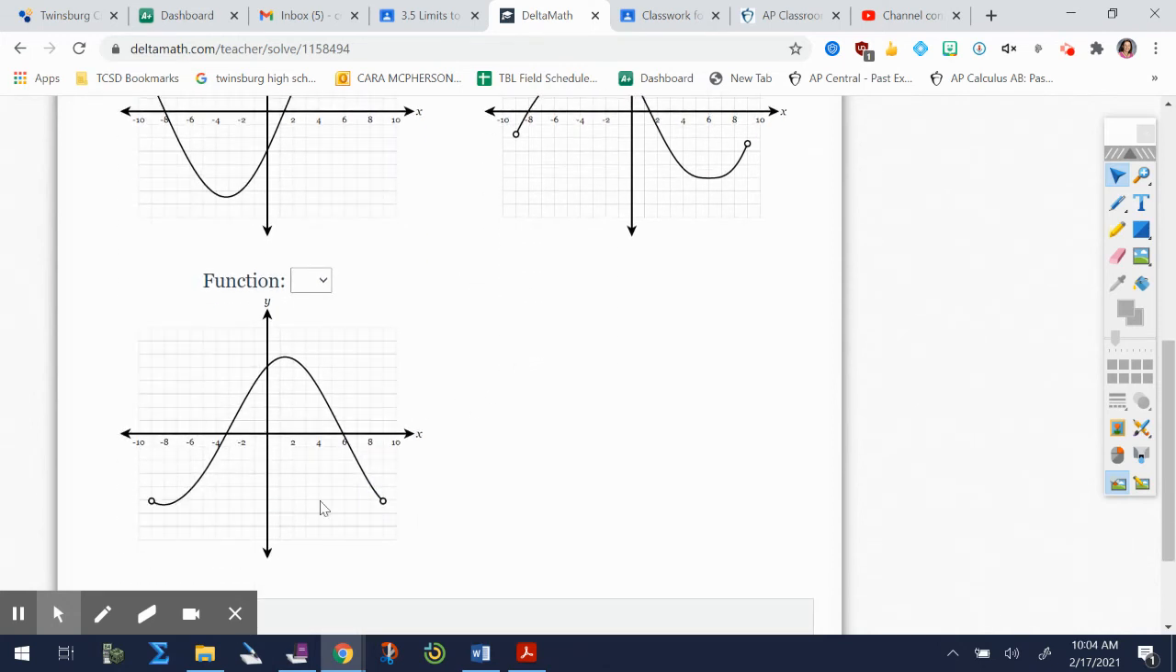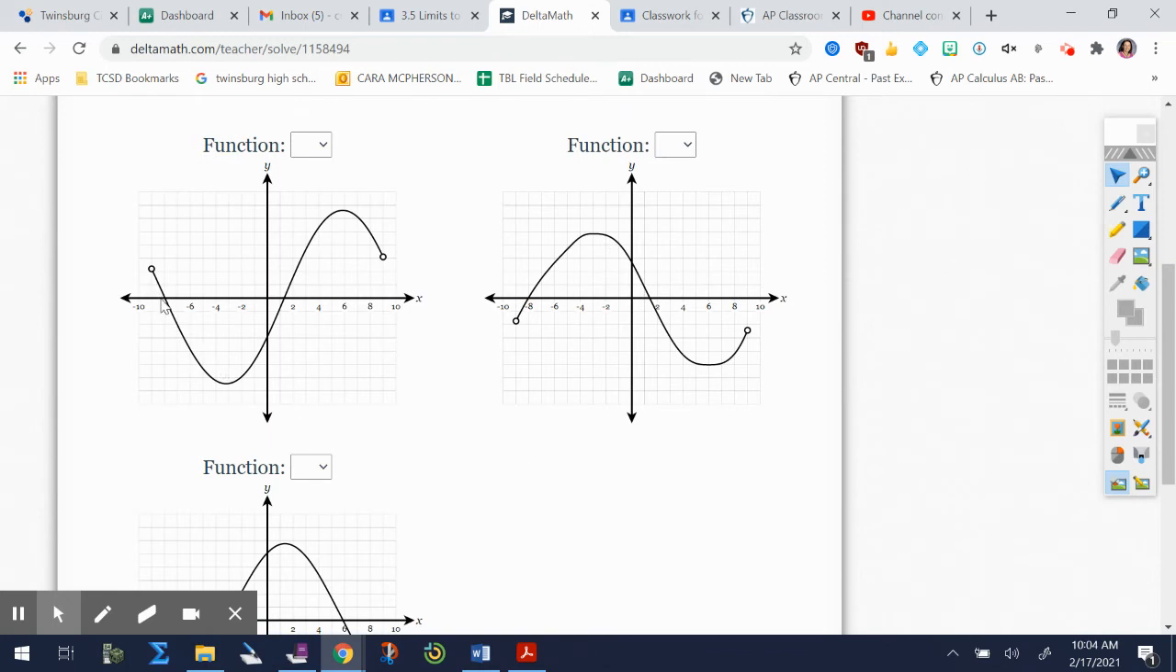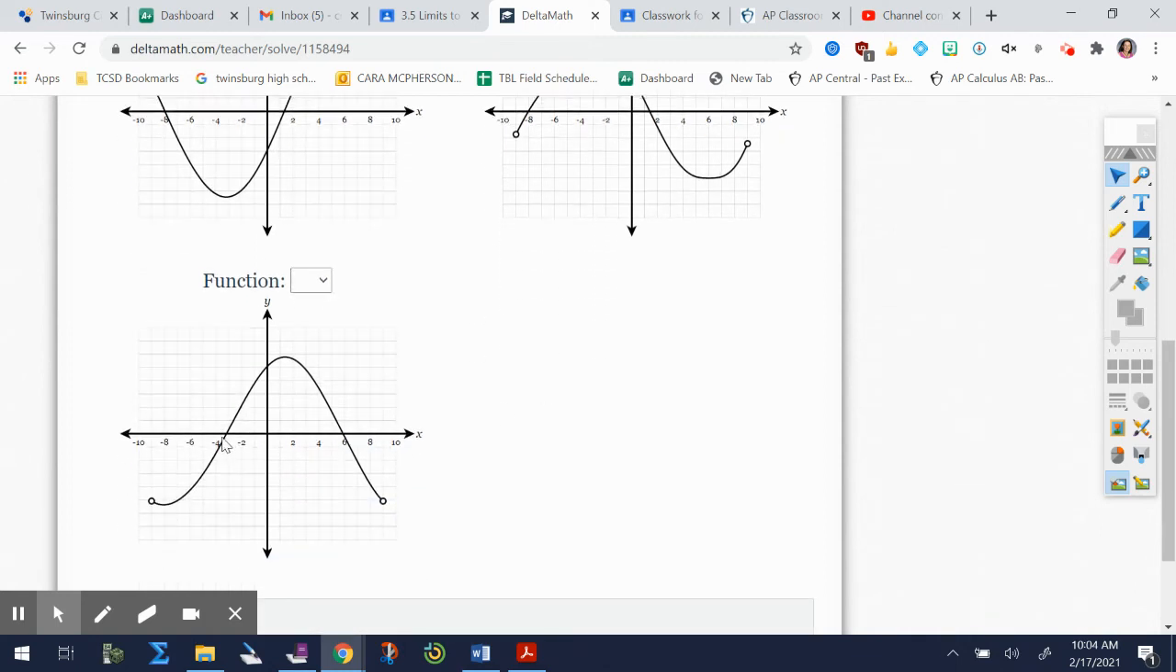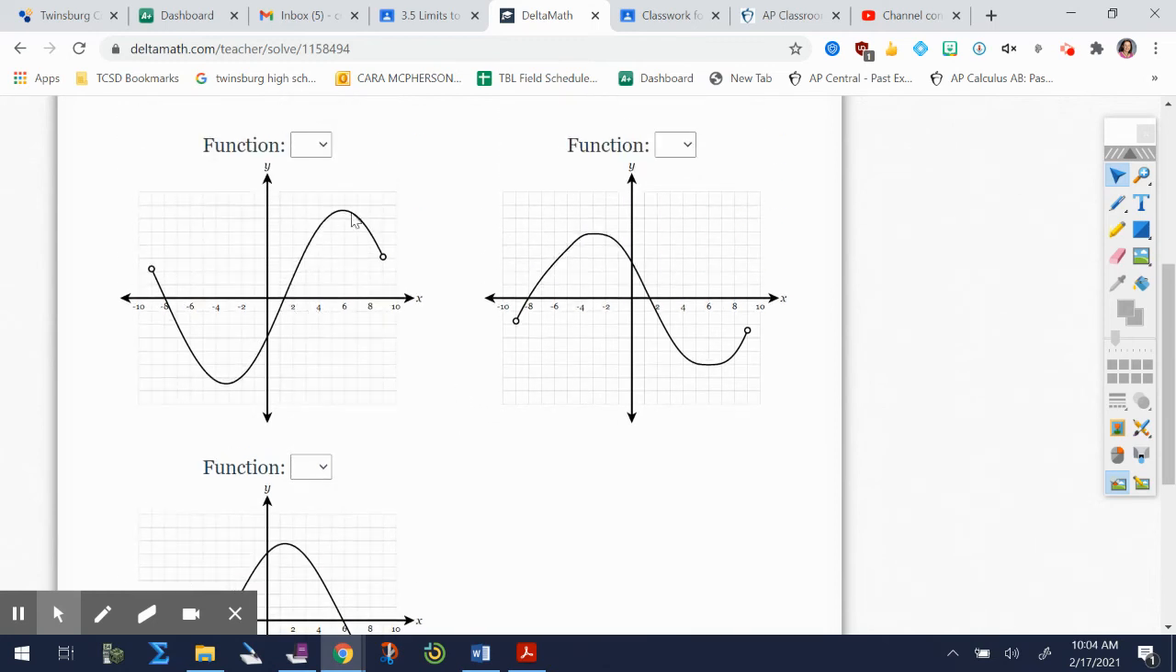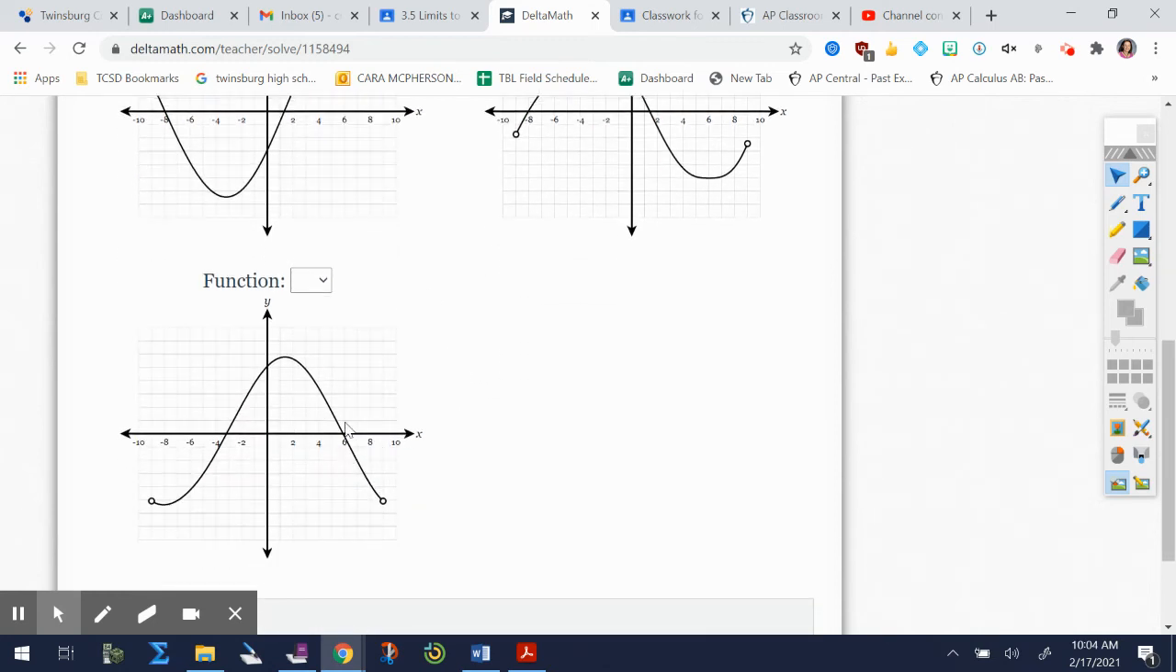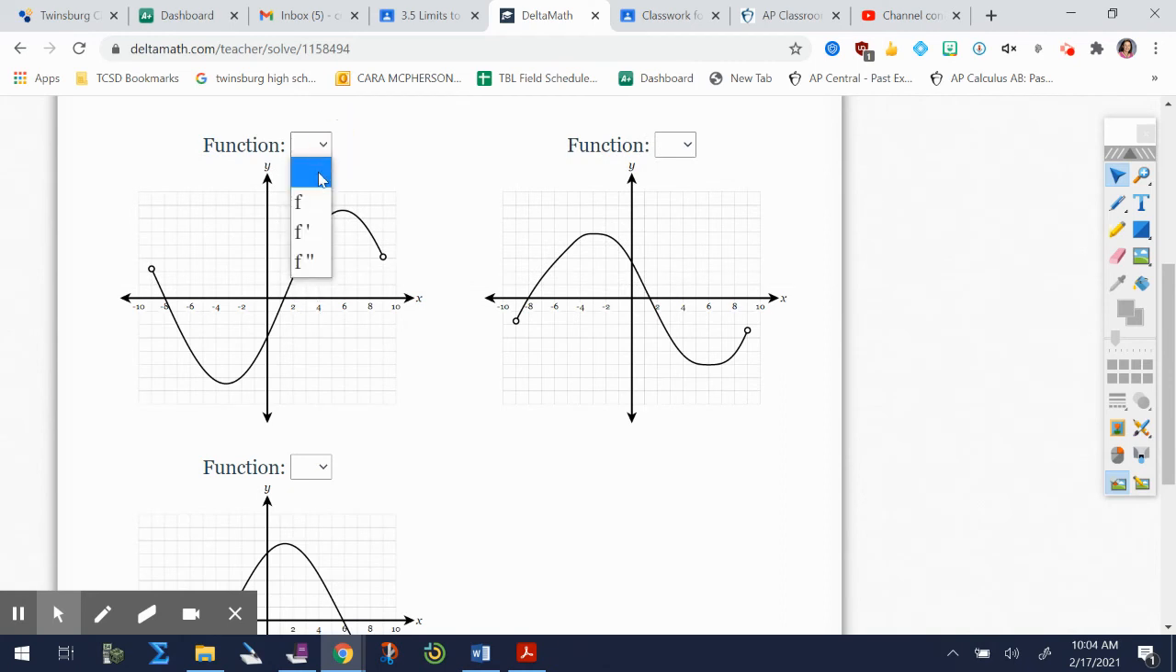Well, that could be here. So let's see here. If we are decreasing until -3 and then increasing, we would have a negative derivative and then a positive derivative. So that does happen here. Negative derivative, positive derivative. And then we are increasing to decreasing, so positive derivative, negative. So this could be the original. This could be the derivative.